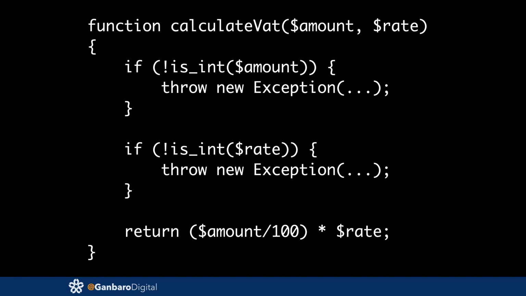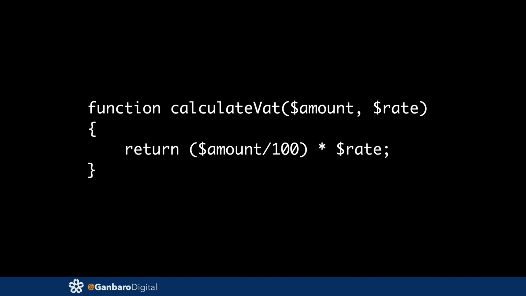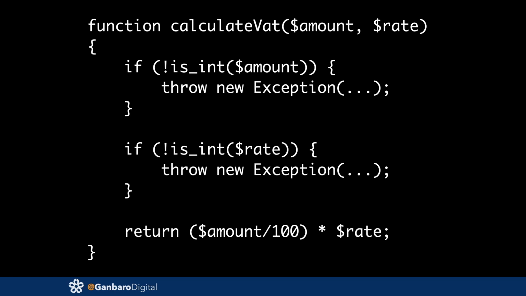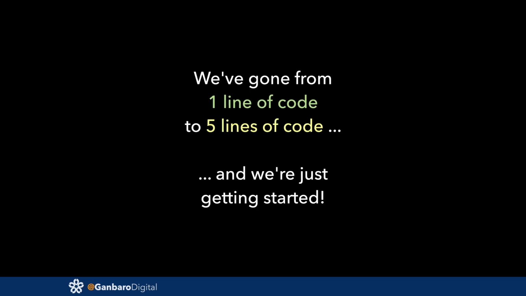But hopefully you can see that our code's starting to balloon. We've gone from this to this. We've gone from one line of executable code to 5 lines of executable code. And that's just for one precondition. There's many more we've got to add to make this code work well.